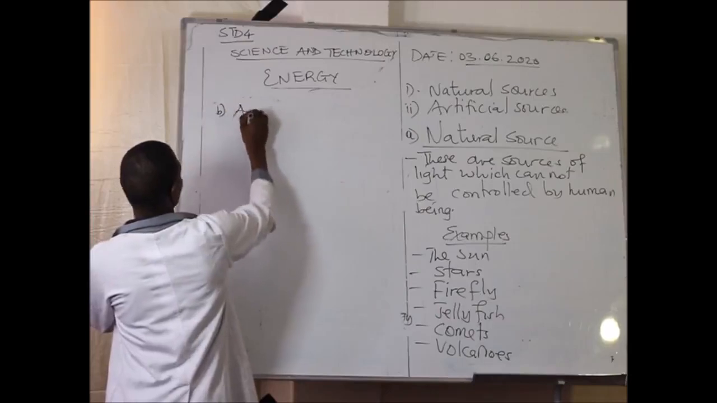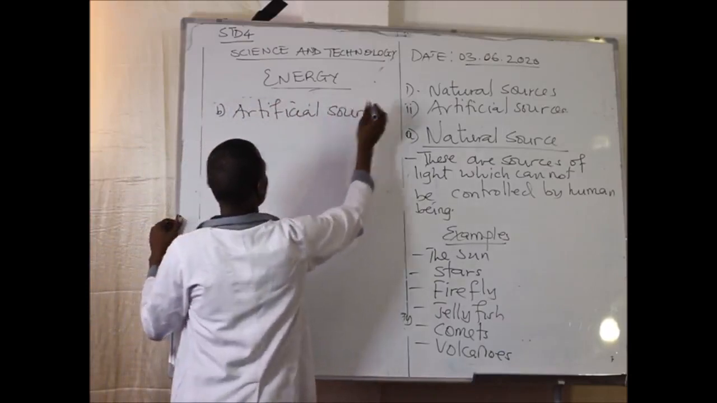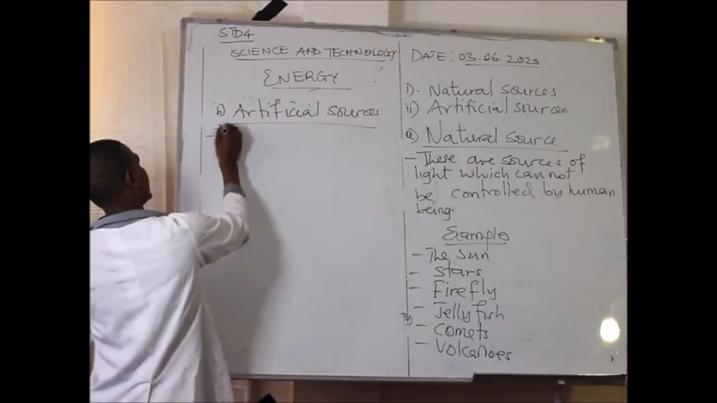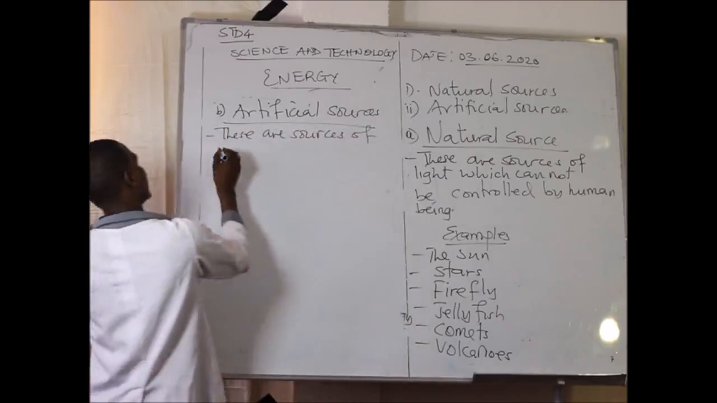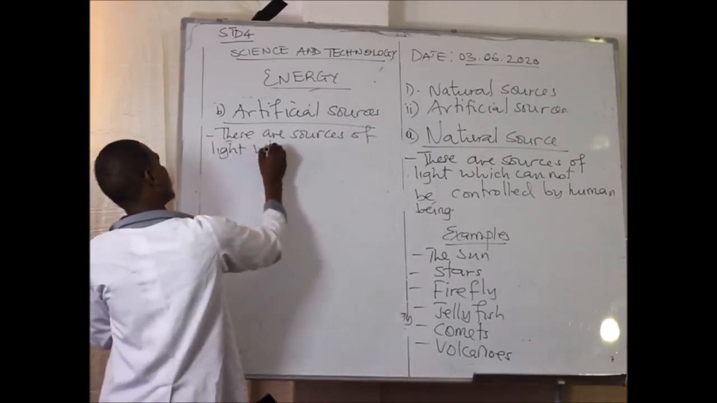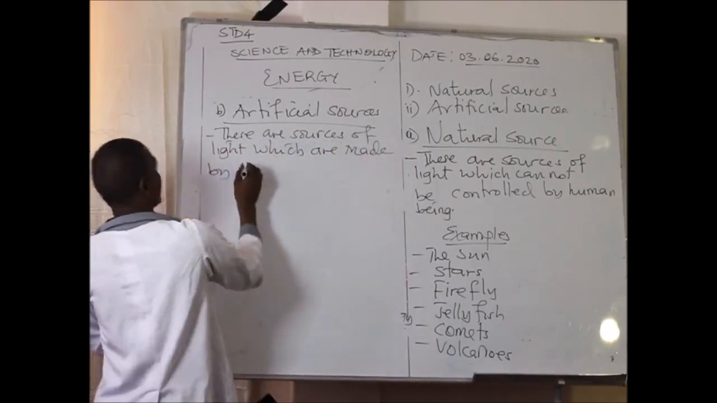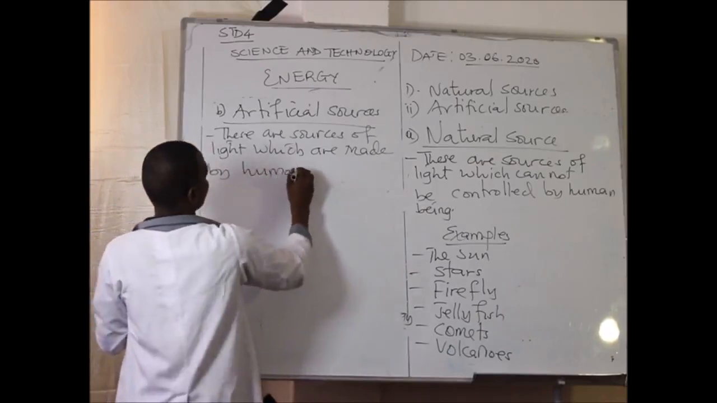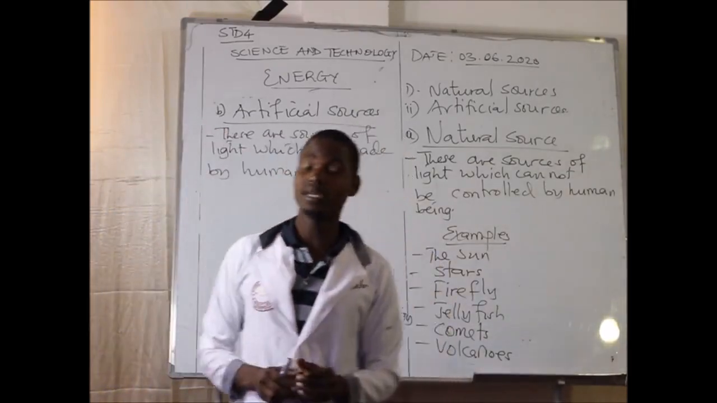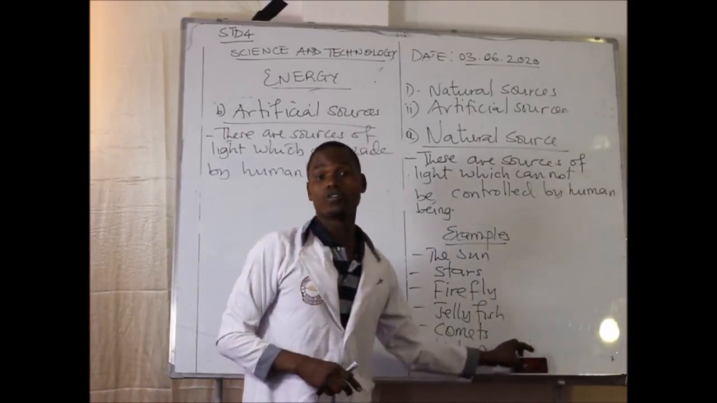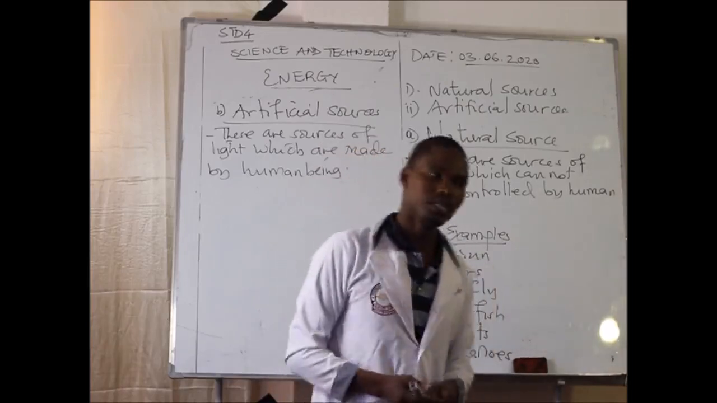B, artificial sources. We say these are sources of light which are made by human beings. They are made by human beings. If it is made by human being, therefore, it is under control of human being. It is under control of human being because it is made by human being.